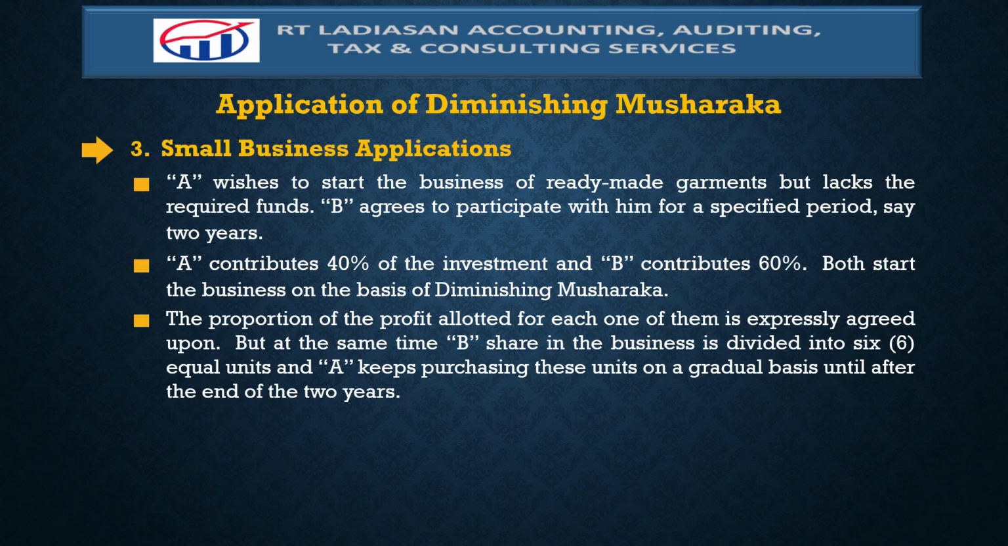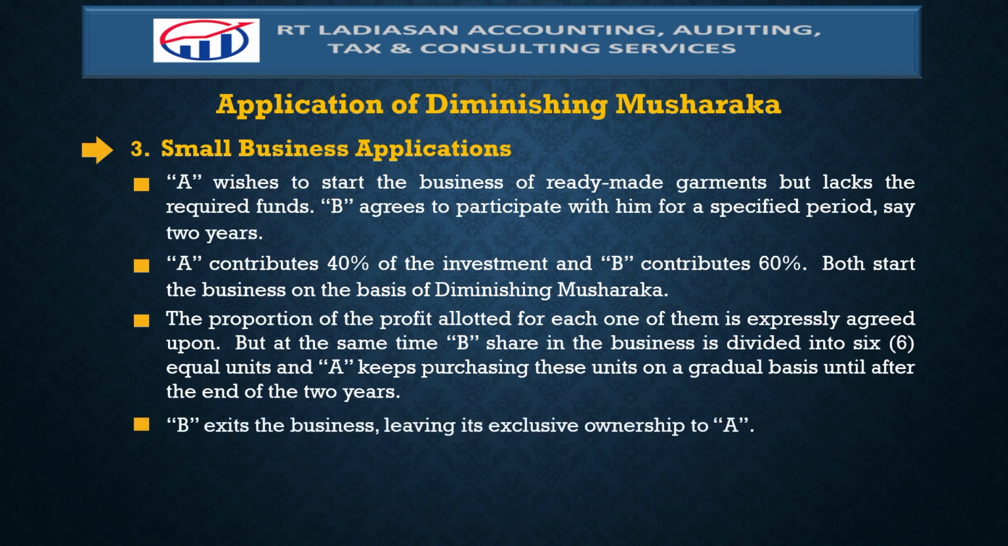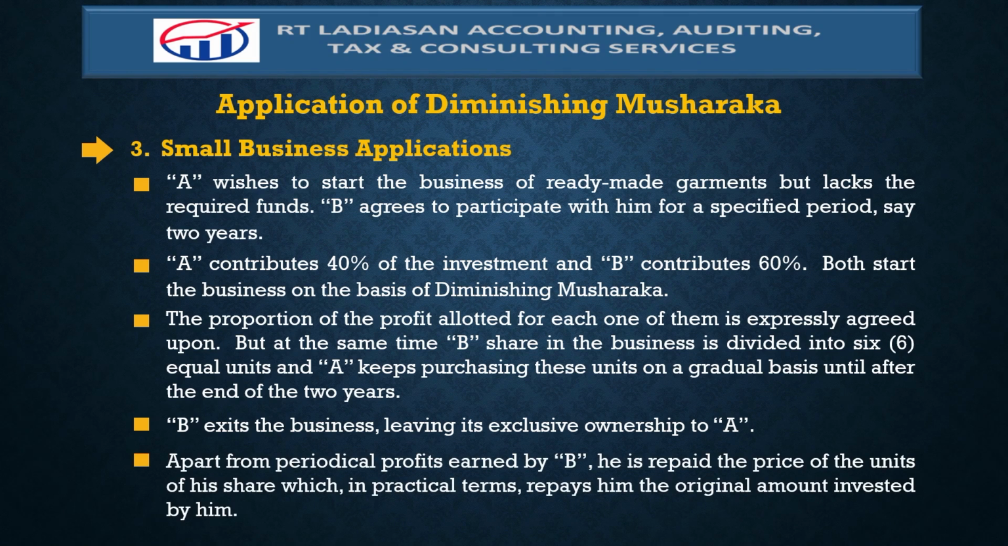But at the same time, B's share in the business is divided into 6 equal units and A keeps purchasing these units on a gradual basis until after the end of the 2 years. B exits the business, leaving its exclusive ownership to A. Apart from periodical profits earned by B, he is repaid the price of the units of his share, which in practical terms repays him the original amount invested by him.